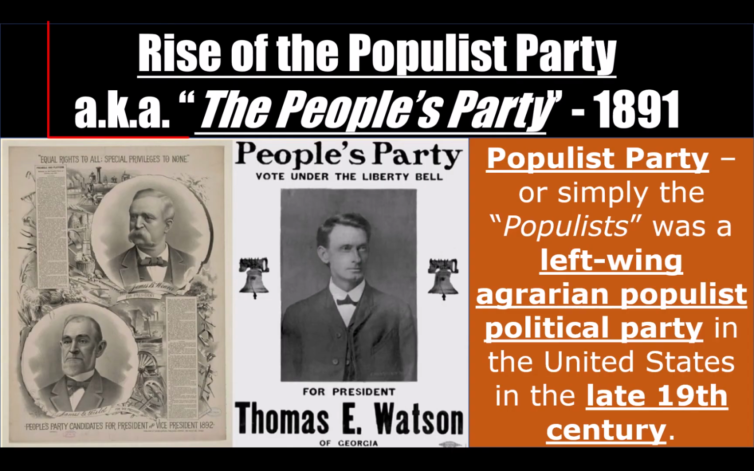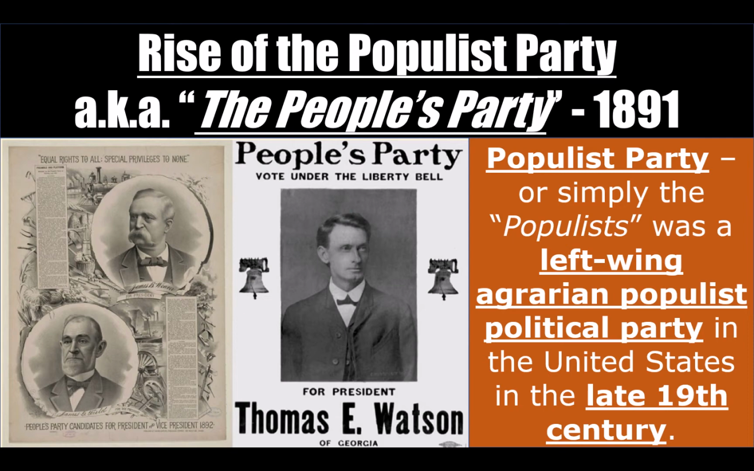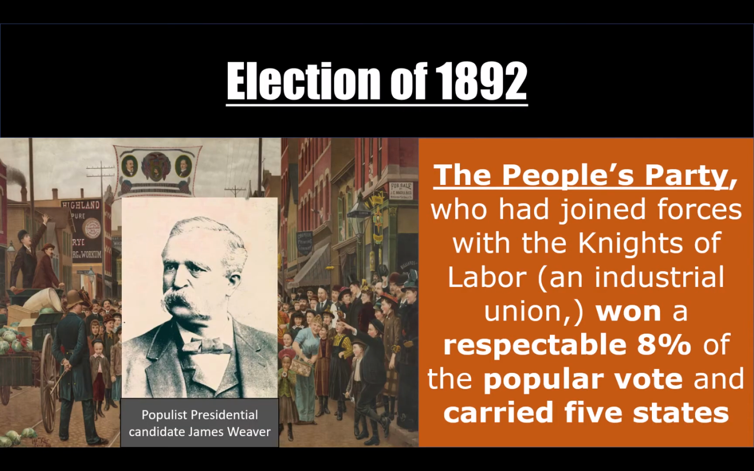In 1891, the Populist Party, otherwise known as the People's Party, was formed. Most historians described it as a left-leaning agrarian party, but it would expand beyond its base of supporters. In the 1892 election, the Populists nominated presidential candidate James Weaver, who won 8% of the popular vote and carried 5 states, which is an impressive number for a third-party candidate.